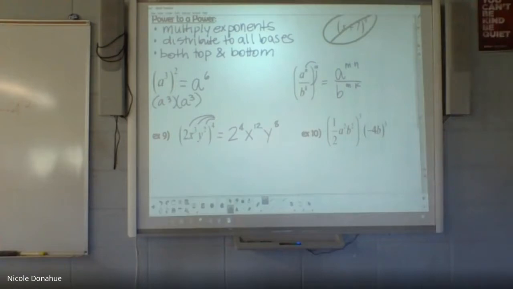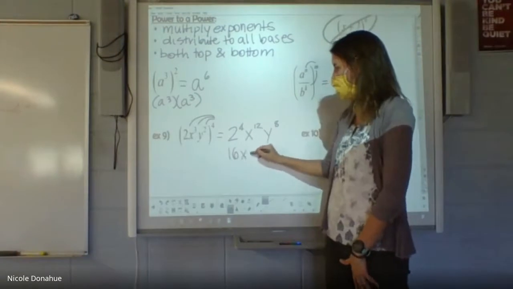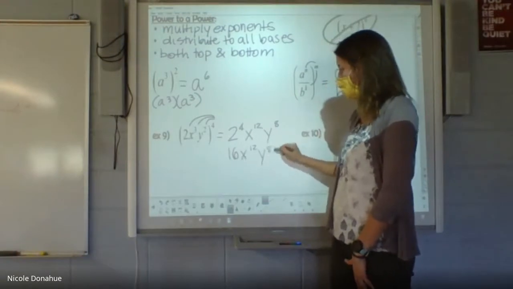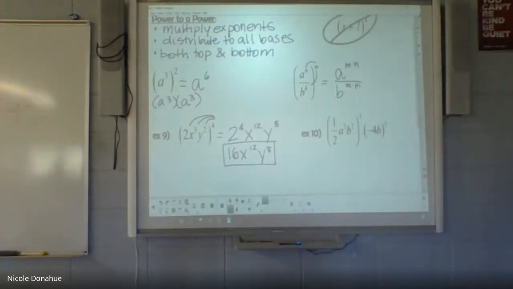Now 2 to the 4th, I would like to simplify just because I can. It's 2 times 2 times 2 times 2, so that's going to end up being 16. So this would be our final version of that.